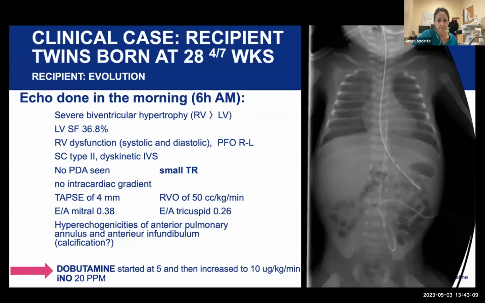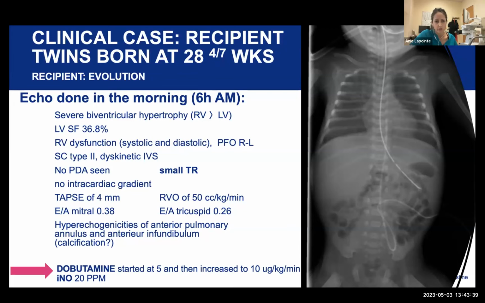So the conclusion of this echo was a severe biventricular hypertrophy, right ventricle more than the left. Shortening fraction was normal by M-mode. The right ventricle had dysfunction, systolic and diastolic. The PFO was right to left. The septal curve was flat, type 2, with a dyskinetic intraventricular septum.